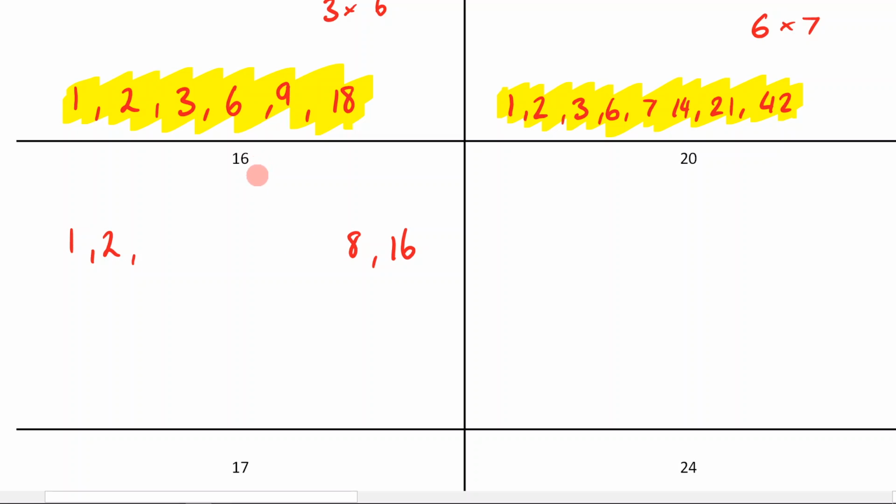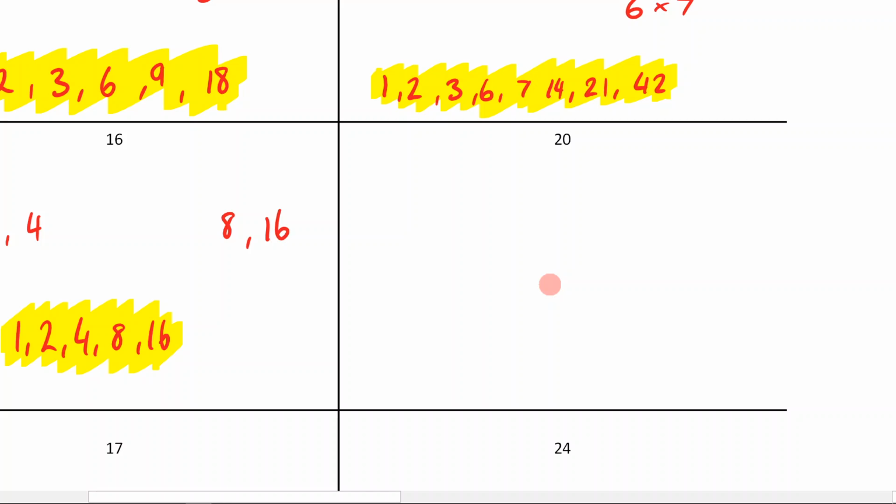3 doesn't go into 16, but 4 does, and it would be 4 times 4. And that means we're done, because there are no numbers between 4 and 4. So that means I'd have 1, 2, 4, 8, 16. That would be my answer. Let's do it again and use this quick way.